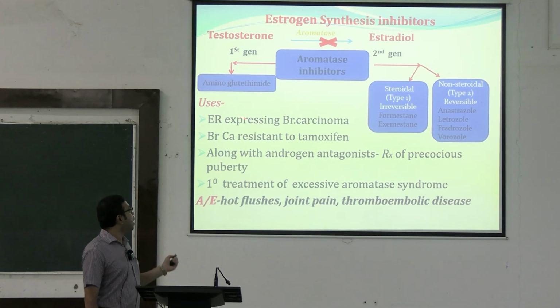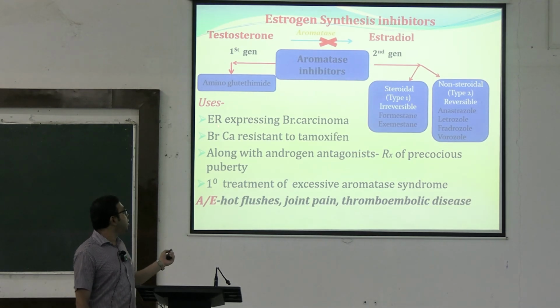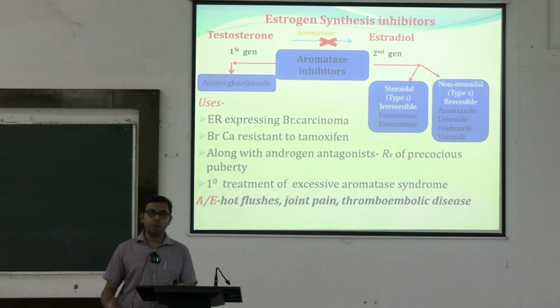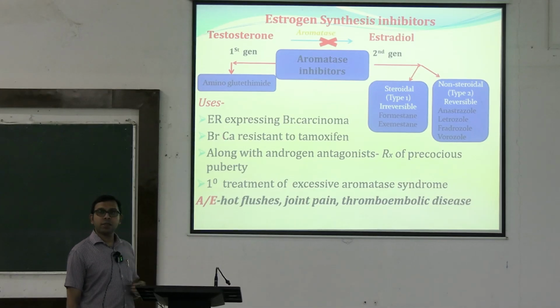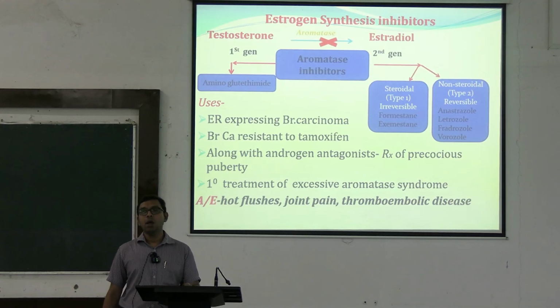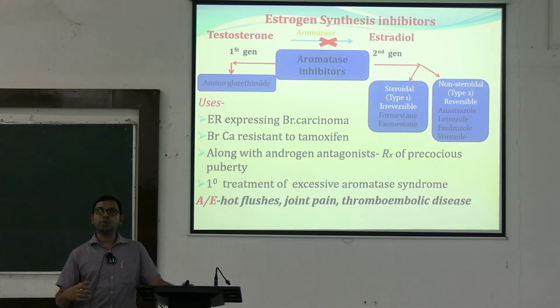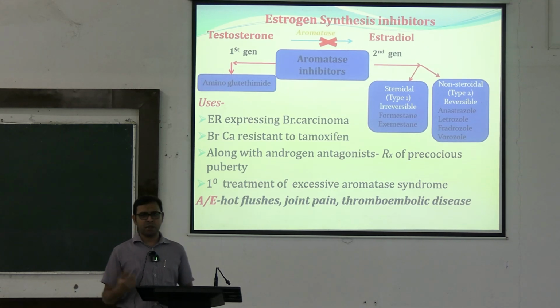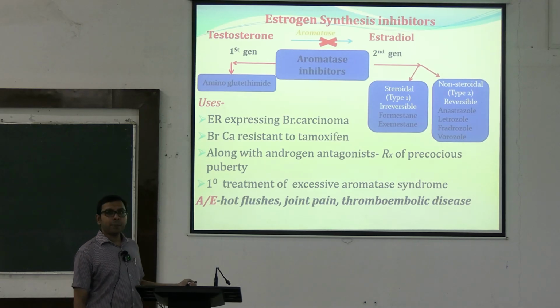Okay. So mainly these are used in estrogen receptor expressing breast carcinoma. Again it is used in breast carcinoma. Next is breast carcinoma which is resistant to tamoxifen. It is also used in case of precocious puberty, along with a combination of an androgen antagonist. Precocious puberty means puberty coming before the usual age. In these cases we can also use this. And lastly, it is also used as first line treatment of excess aromatase syndrome. This is another syndrome. The main adverse effects are hot flashes, joint pain and thromboembolic disease.